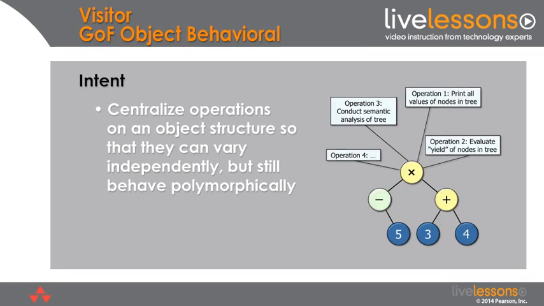The way in which all these different pieces fit together is actually described as a pattern in the Gang of Four book called the visitor pattern. The intent of this pattern is to centralize operations on an object structure so that the operations can vary independently, but the whole system still behaves in a polymorphic way. The basic idea here is you want to be able to add new capability without affecting the underlying composite structure.